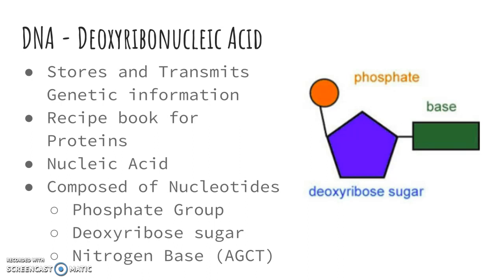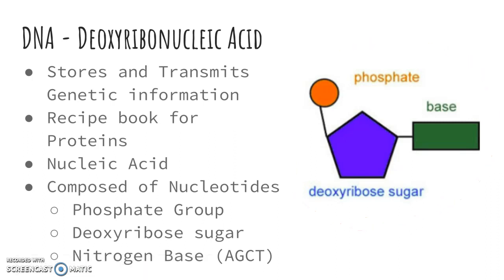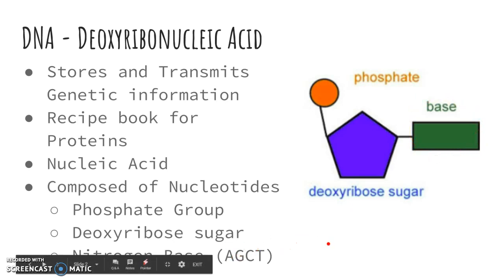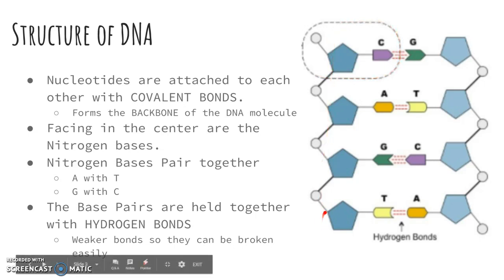Now, DNA is a nucleic acid, which means it's composed of nucleotides. Here's a sample of a nucleotide here. Nucleotides have the structure of a phosphate group, a sugar, in this case deoxyribose sugar, and a nitrogen base. And the nitrogen bases we use for DNA are A, G, C, and T. And we take those nucleotides, which I have one circled here, and we're going to link them to each other in two strands for DNA.